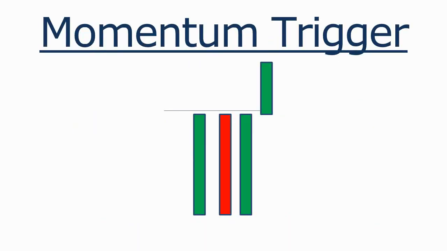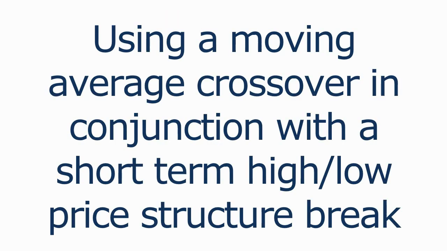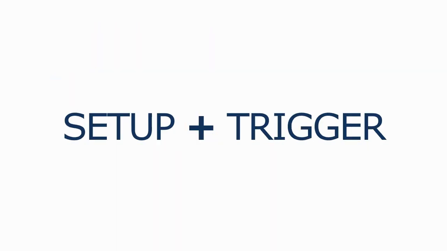Some common trading triggers that are used: you're looking for the high or the low of a price bar to be taken out that shows momentum in your desired direction. You might use the hook of a trading oscillator to trigger your entry. You might use a moving average crossover in conjunction with a short-term higher-low price structure break. Now, it's one thing to identify a setup, but without an actual event to trigger you into the trade, well, you're going to be on the sidelines of that opportunity. Entries are important, but traders should also realize that they are not as important as they may believe.